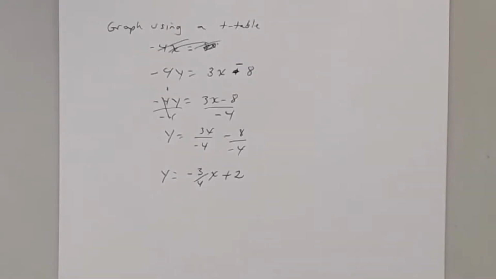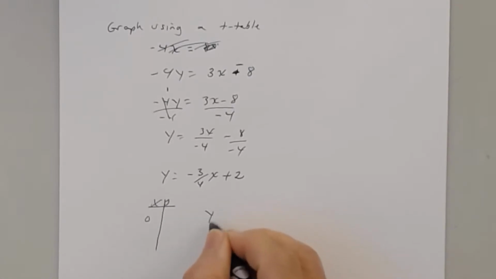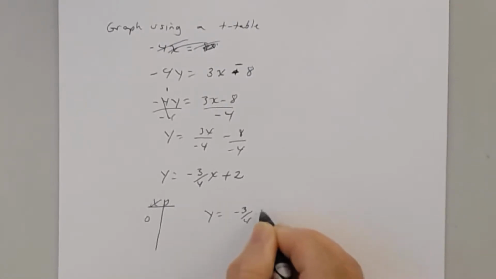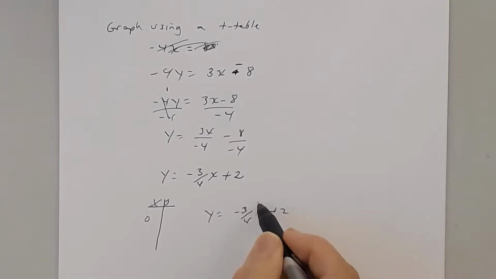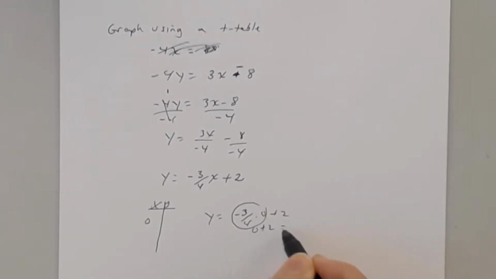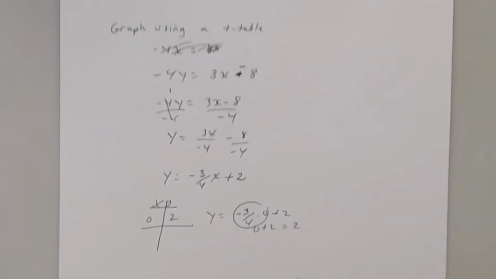Use a t-table. And am I going to use just any value for x? No. I'm just going to use numbers that are divisible by 4. Very good. Divisible by the denominator. So what's the easiest number to always use? 0. So if x is 0, I get y equals -3/4 times 0 plus 2. What's 3/4 times 0? And 0 plus 2 is 2. So I have the point 0, 2. Remember, these are solutions that I'm finding.